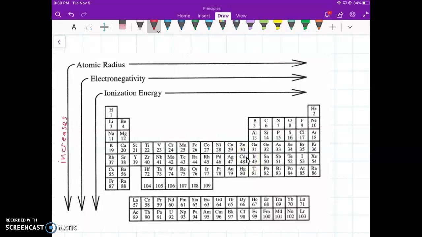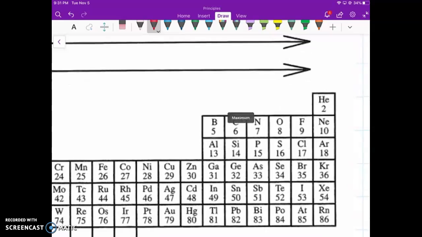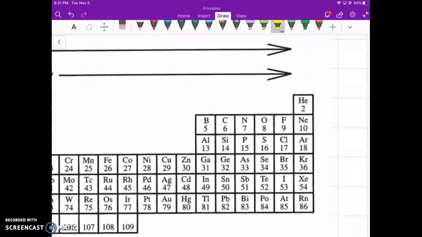The thing that may not have made a lot of sense to you is that as you move from left to right, the size actually decreases. So why is that? Okay, so if I zoom in on a couple of these guys up here in period 2 in the P block, I'm going to talk about boron and just compare boron to oxygen.